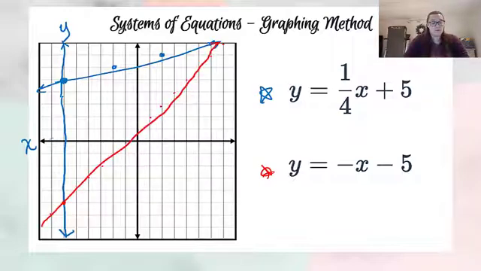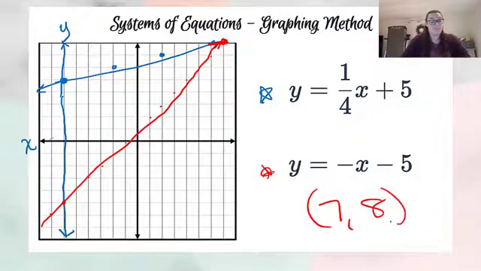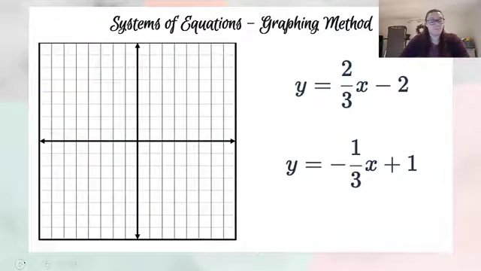Almost. So you can see it looks like it hits right here. So then our point would be 1, 2, 3, 4, 5, 6, 7 to the right, and 1, 2, 3, 4, 5, 6, 7, 8 up. Let's try another.